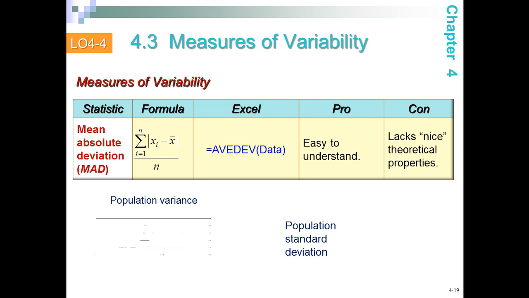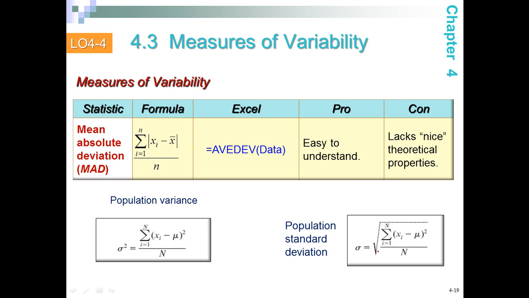The population variance is really what we're going to be interested in often, and here's the formula for that. Notice it's similar to s squared, but we've got a mu instead of an x bar and an n instead of an n minus 1. If we take the square root of that, then we get the population standard deviation. This is the one we end up using quite a bit in this course.